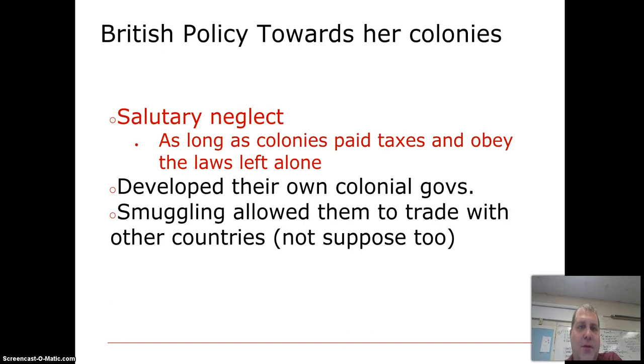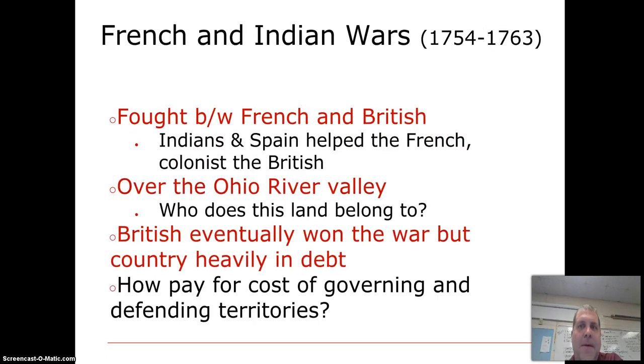British policy towards their colonies was salutary neglect. As long as the colonies paid taxes and obeyed the laws, they left them alone. Hey, look, you're going to pay a bunch of taxes, and we're not going to bother you. You can do your own governments. You can do what you want to. You're just going to give us a bunch of money. It didn't work out well. French and Indian War.